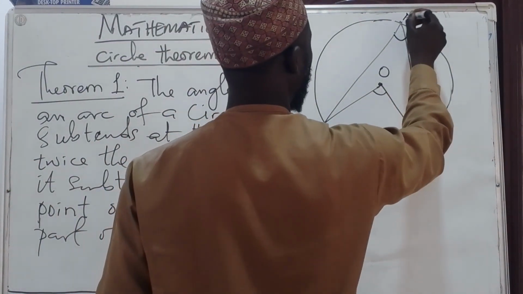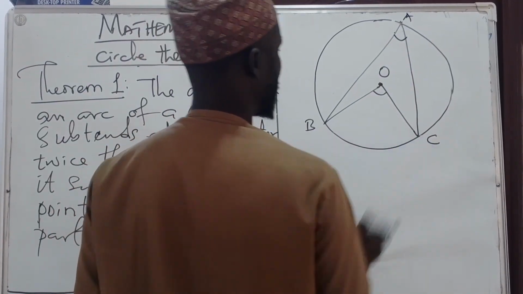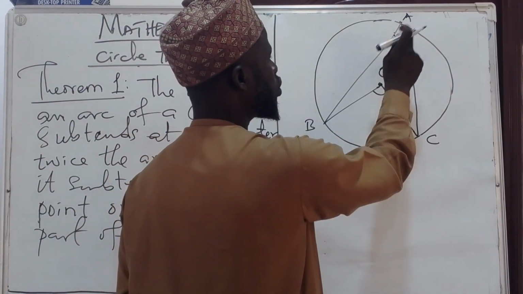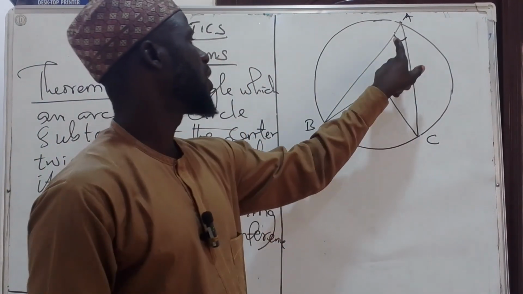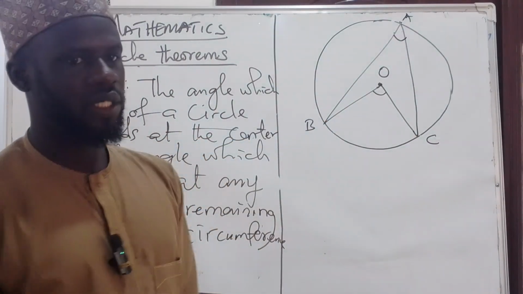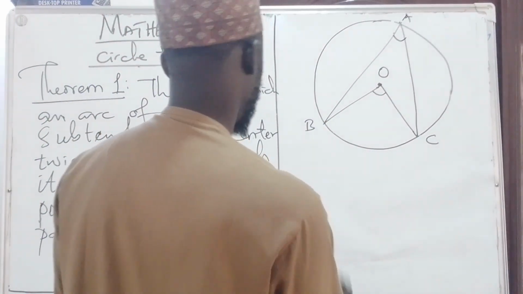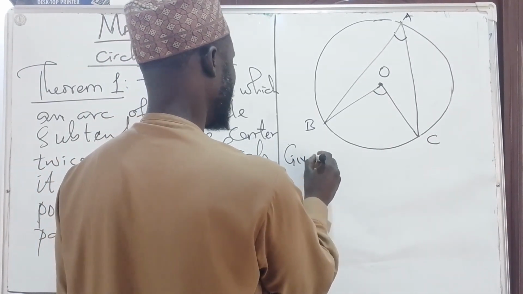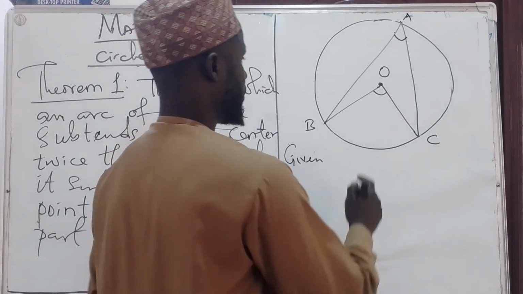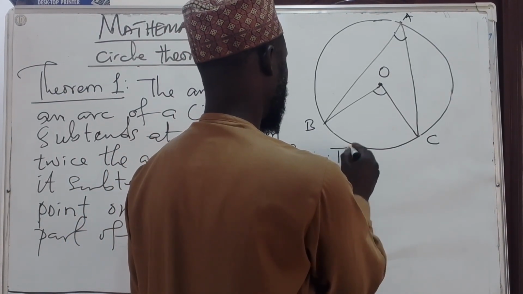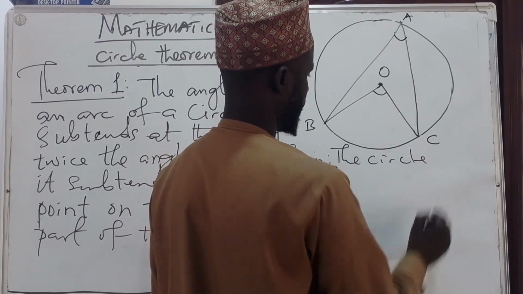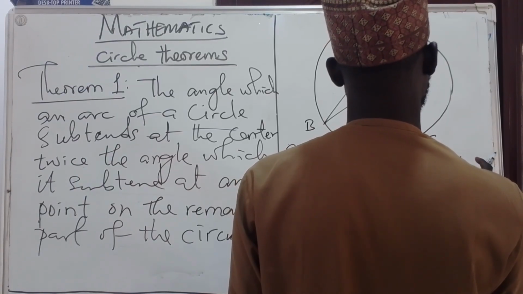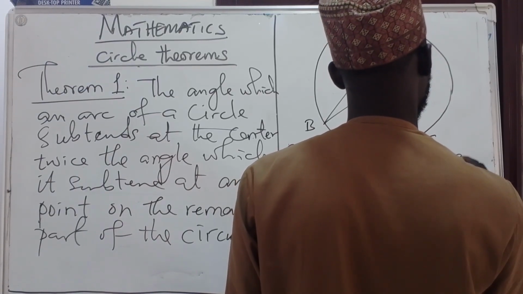So let me name here A, B, C. Now we want to show that the angle here is twice this angle. So if here is x, then here will be 2x. To prove this, we are given the circle ABC.